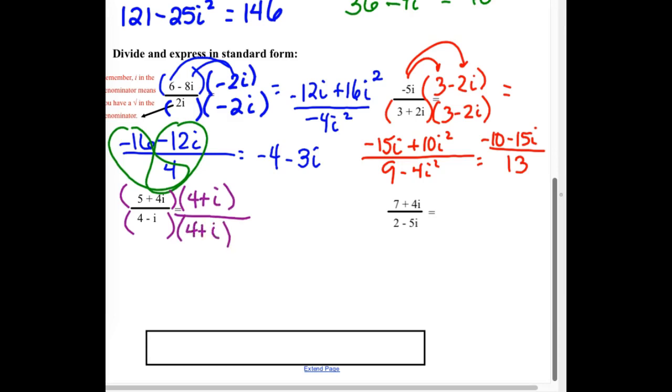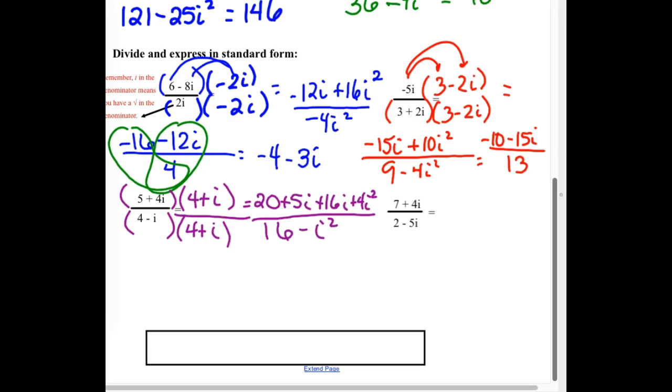So in this case, we have to FOIL both the numerators and the denominators. Numerator, if we FOIL it out, 5 times 4 is 20. 5 times i. 4i times 4. And 4i times i. Denominator, 4 times 4 is 16. Insides and outsides drop out. And negative i times i is negative i squared.